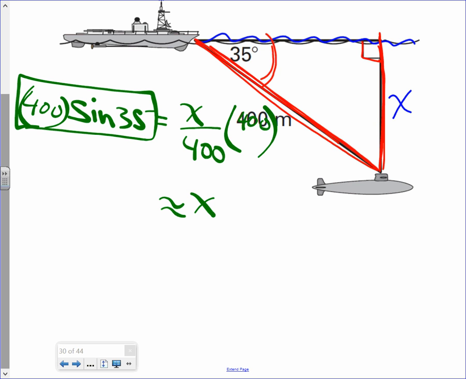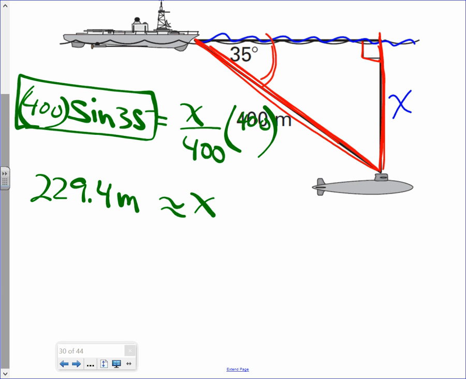Adiaga, you said you had it? Hit it. 229.4 meters. Thank you. Thank you for specifying the units. That's awesome. 229.4 meters deep is that submarine. No biggie.